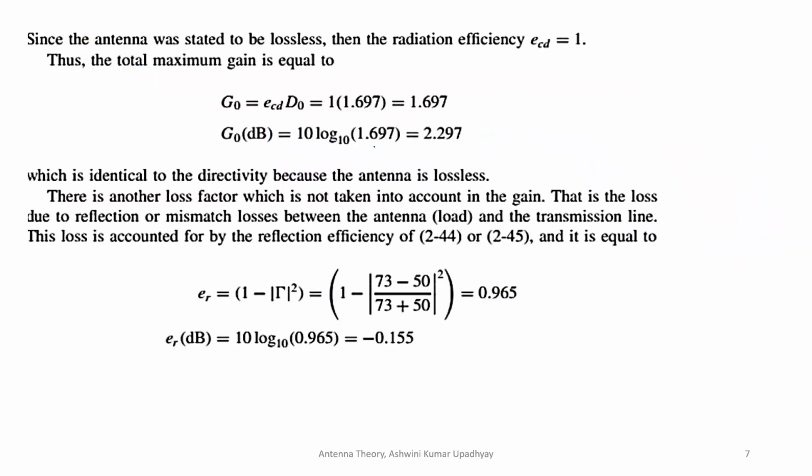Now, you can also calculate this gain in terms of dB just by taking 10 log 10 of the absolute value of gain. You will have the gain value of 2.297 in decibels.